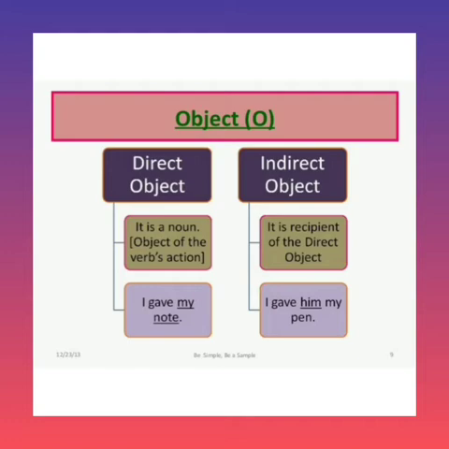Direct object answers the question what. Indirect object answers the question whom. Example: I gave him my pen. So what did you give him? Pen. So pen is the direct object. To whom did you give it? To him. So him is the indirect object.